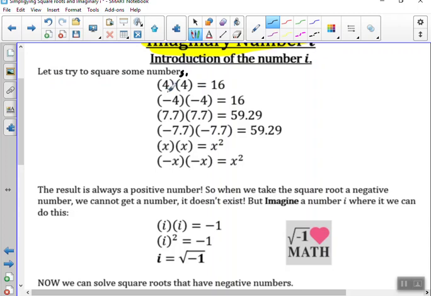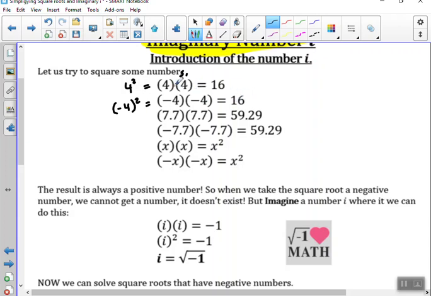So if I square 4, which would be 4 times 4, I get 16. This is the same as 4 squared. When you get 4 squared, it's 16. But when I square negative 4, and always put negative numbers in parentheses, what's negative 4 times negative 4? What do we get? Positive 16, okay?